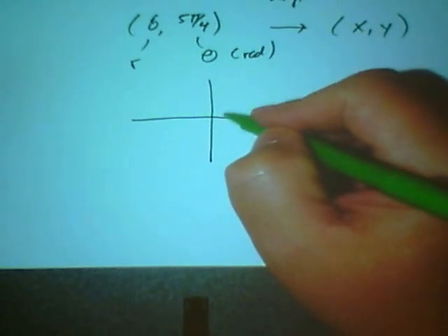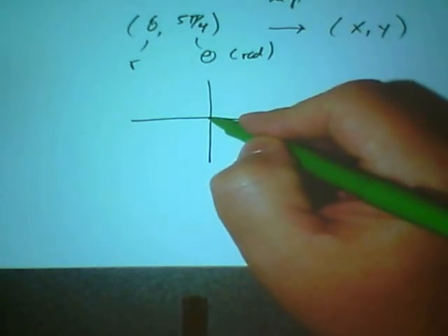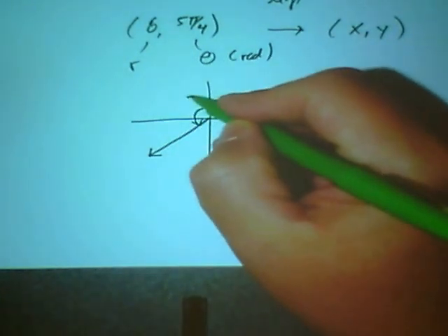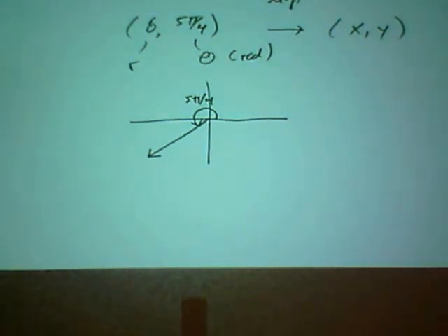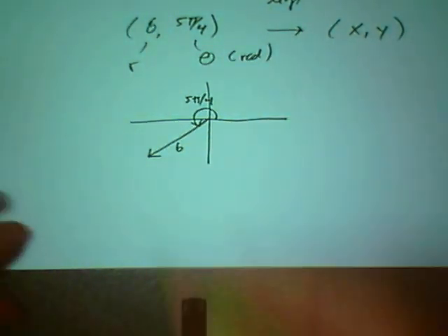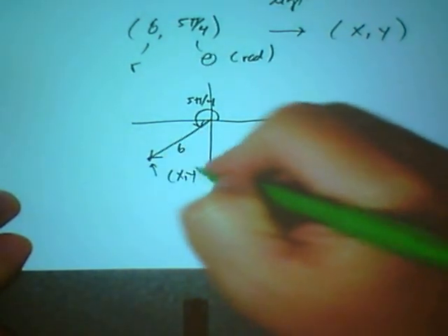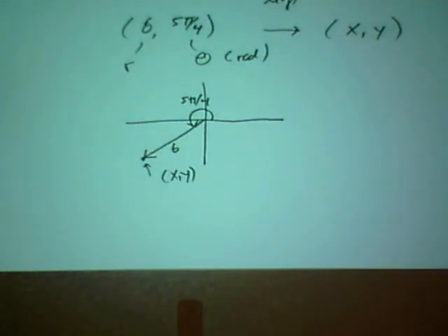I know pi is over here, so 5 pi over 4 is right there, and I'll just write the 6 to indicate the length of 6. So what I want to do now is find that point in rectangular coordinates, like x, y. The nice thing is we have a couple nice formulas.